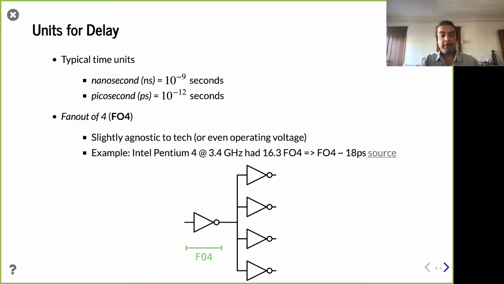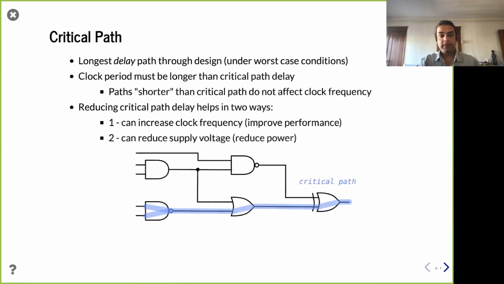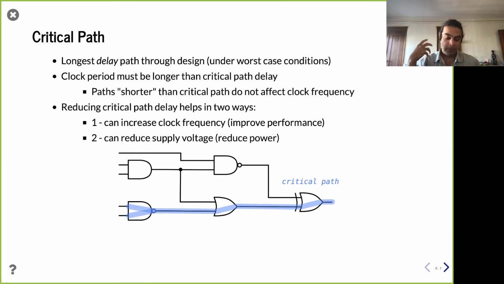Okay, well, let's keep going. So we've talked about what caused delay, how would you measure it, why do we care so much about it? Well, the reason why I care so much about it is something called the critical path, right? And this is what's going to set our clock frequency, right?